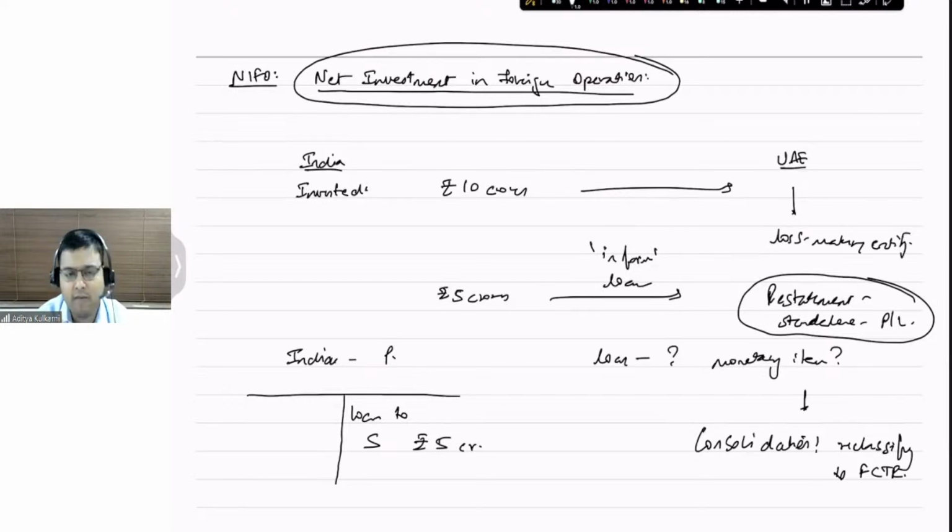But when we move behind the substance and when we consolidate it in the Indian parent's books, at that point of time I cannot say that this is a loan transaction. I will say that this is a net investment in foreign operation. The movement, I will take it to FCTR. But will I still record it as an asset? Yes, you will record it as an asset. You will record it as a loan that is given.